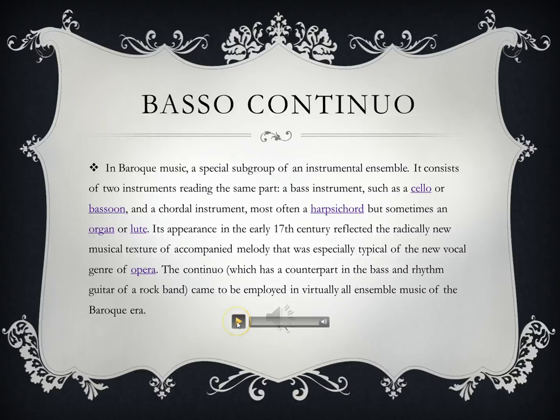And here's an example of a basso continuo. Have a listen for the bass line.